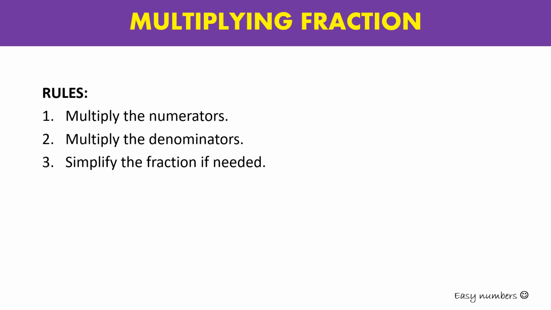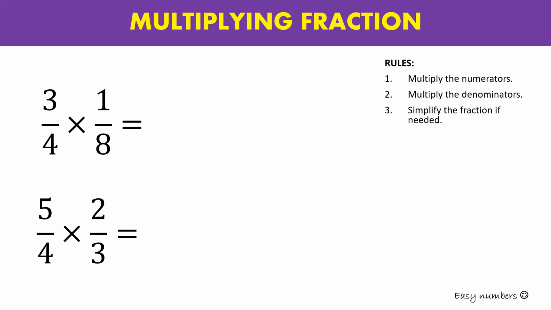Number 1, in multiplying fractions, you have to multiply first the numerators and then multiply the denominators, and then after that, you simplify the fraction if needed. For example, let us have 3/4 times 1/8. Okay, so let us first multiply the numerators. 3 times 1 is 3 over 4 times 8 is 32.